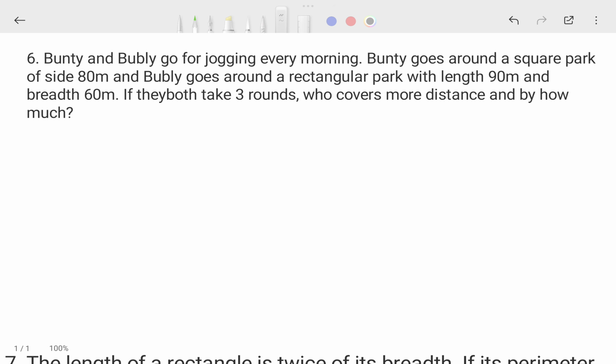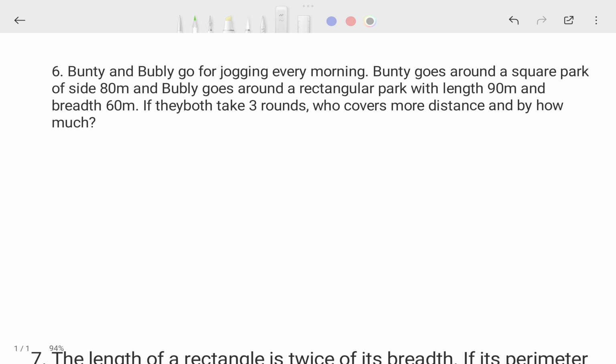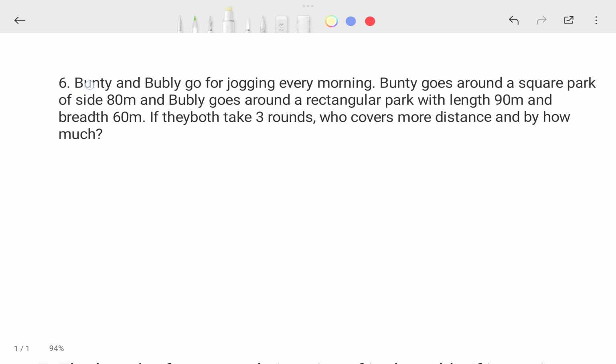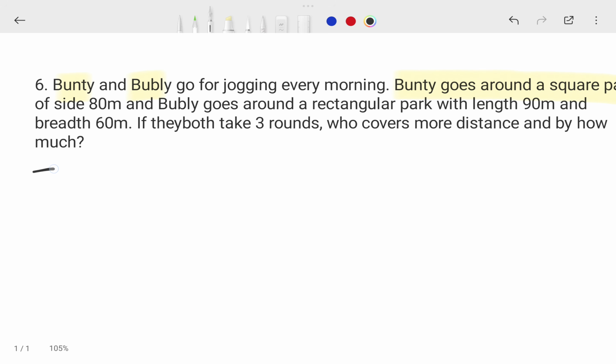Okay, the 6th question is also not complicated, but let's see. The question says that Bunty and Bubbly are there. They are going for jogging in the morning. Bunty goes around a square park. So Bunty is going in which park? Let's suppose this is Bunty's park. Okay, this is the given Bunty.